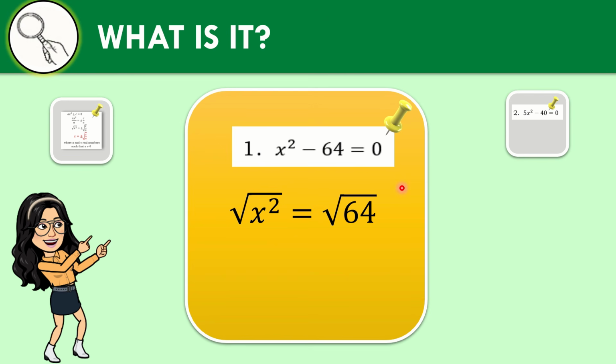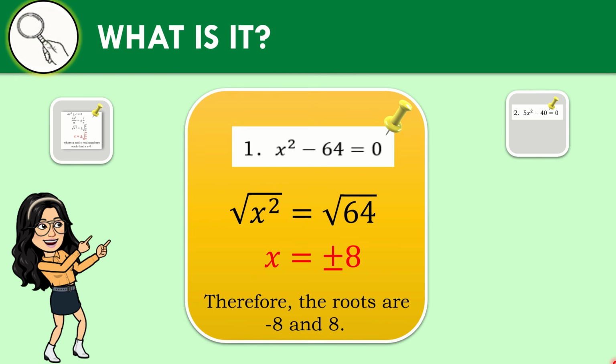Good. Now, next step here is, since 64 is a perfect square, then we have here an answer. So the answer here, or our roots, is x equal to positive and negative 8. Therefore, the roots are negative 8 and positive 8.